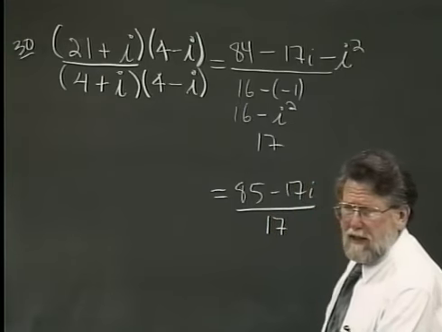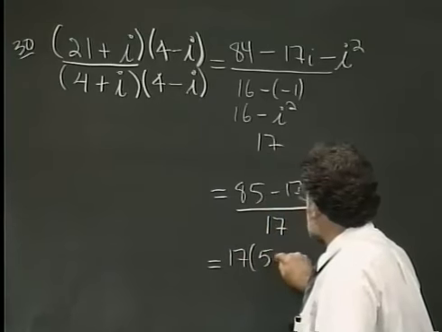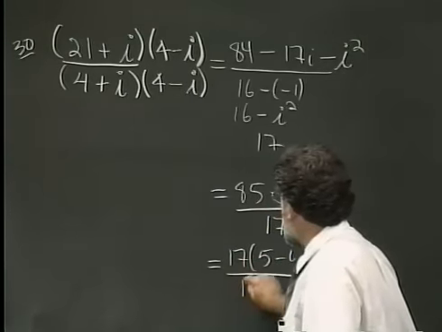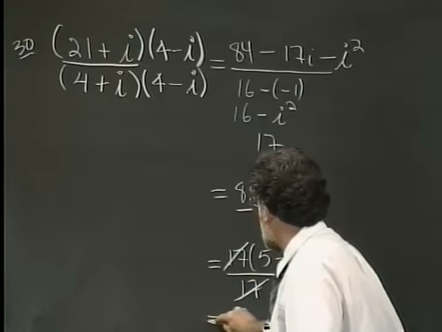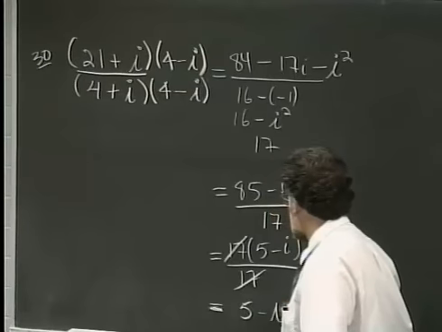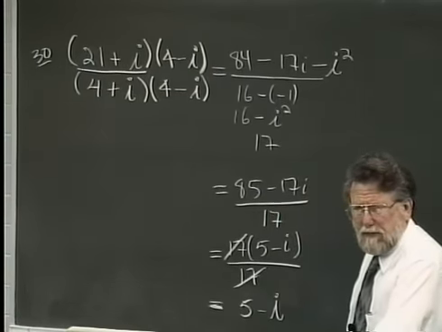And yesterday we did factoring. We pulled the 17 out. We had 5 minus I. The 17 canceled in the denominator. We get exactly what we did yesterday, 5 minus I. So that should feel a little bit like deja vu.